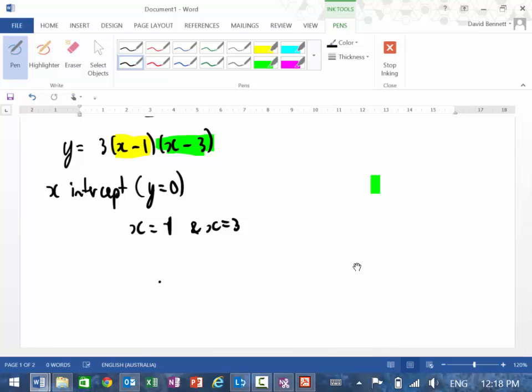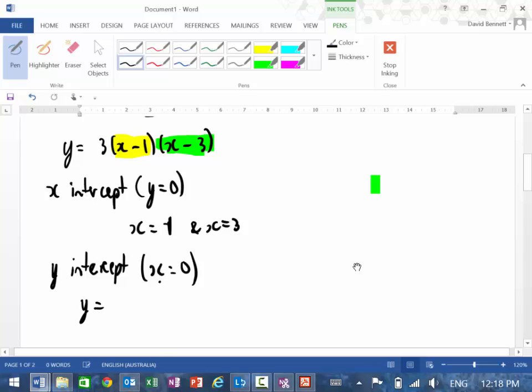Now, my y-intercept is going to occur when x equals 0. So when x equals 0, I'm going to have my y-intercept. So in other words, y is going to be equal to 3 times negative 1 times negative 3. So what's that going to be equal to? Negative 1 times negative 3 is in fact 3. 3 times 3 is 9. Okay, so that gives me an idea about that.